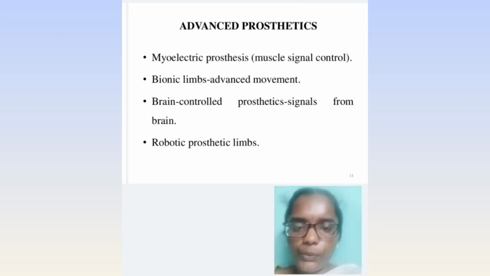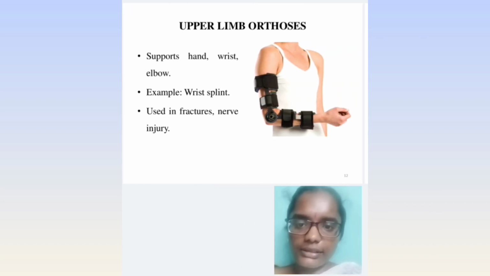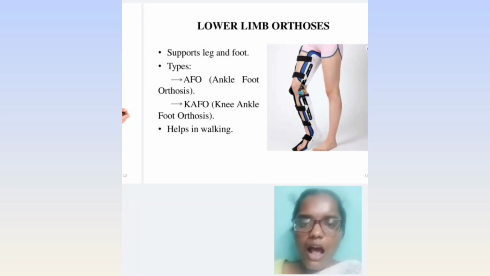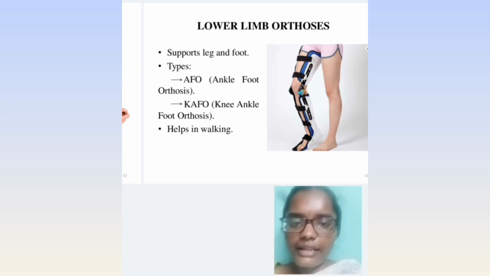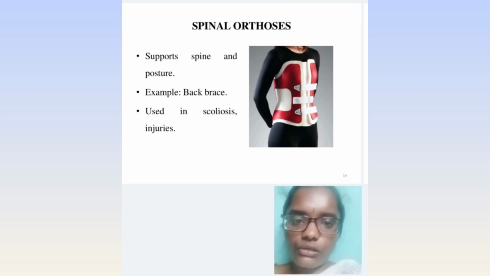Robotic prosthesis, a prosthetic limb. Next one is upper limb orthosis. It supports the hand, wrist, and elbow. For example, a wrist splint, used in fractures and nerve injury. And lower limb orthosis supports the leg and foot. The types are ankle foot orthosis and knee ankle foot orthosis, short forms AFO and KAFO. It helps in walking.